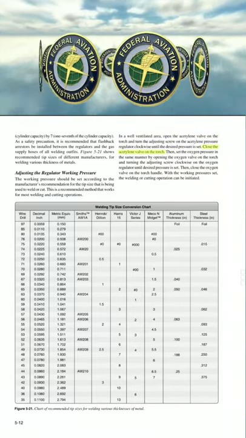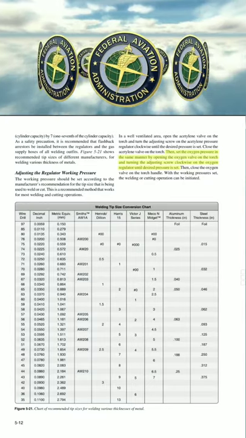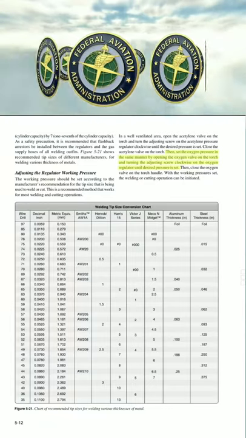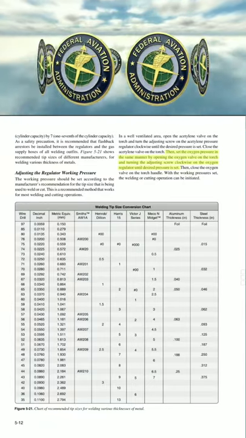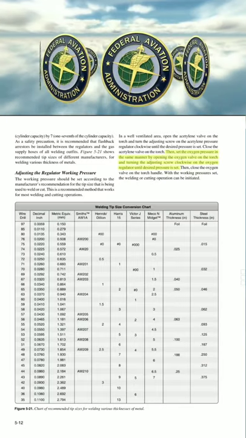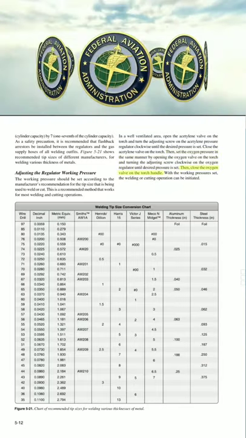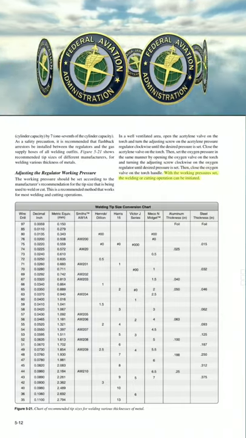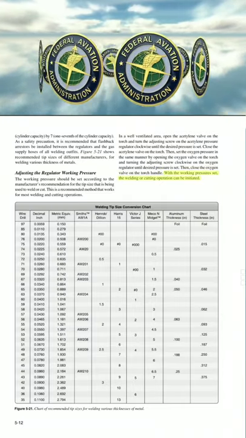Close the acetylene valve on the torch. Then, set the oxygen pressure in the same manner by opening the oxygen valve on the torch and turning the adjusting screw clockwise on the oxygen regulator until the desired pressure is set. Then, close the oxygen valve on the torch handle. With the working pressure set, the welding or cutting operation can be initiated.